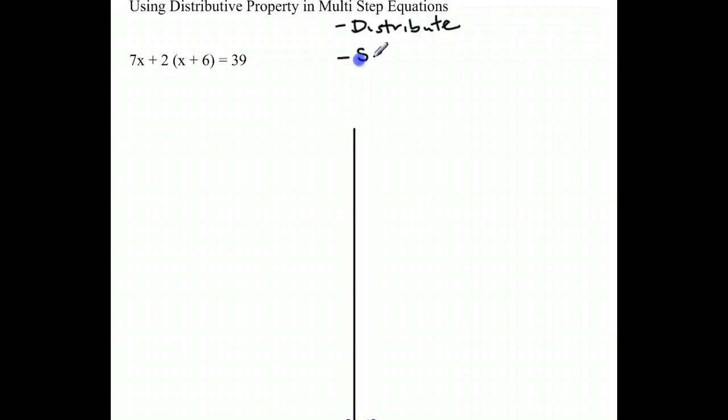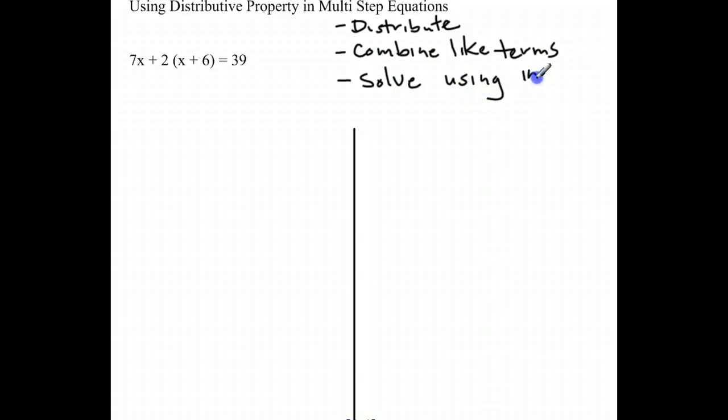Second thing we're going to do is look to combine similar terms. Let me erase that. We are going to combine like terms. And then we are going to solve using our inverse operations.